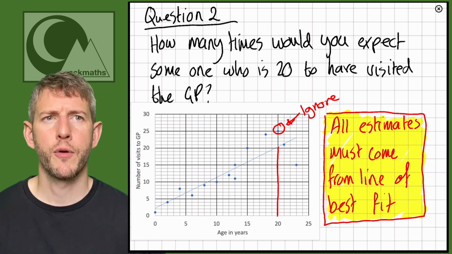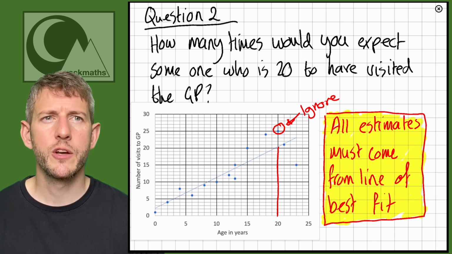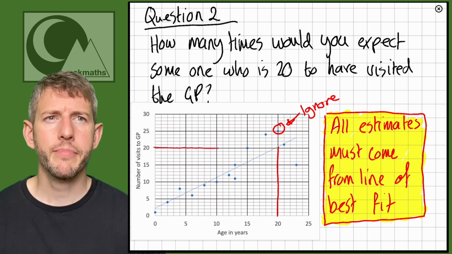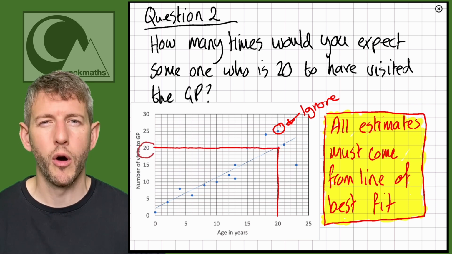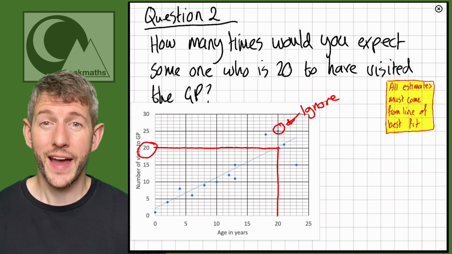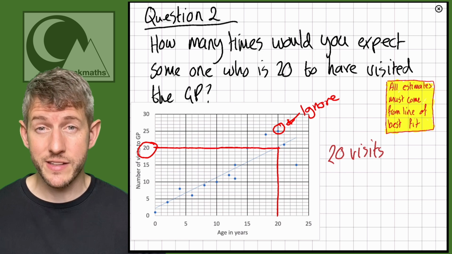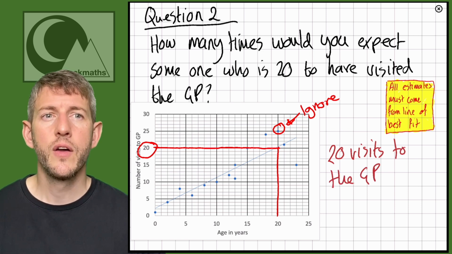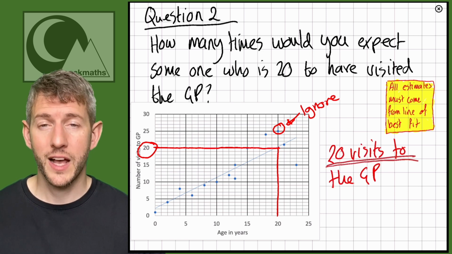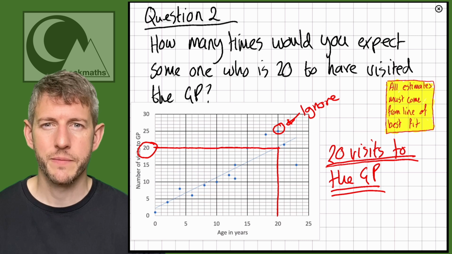So we read up from 20, and then we're going to read across here, and that looks to me to be just over 20, but it's not yet 21. I'm going to just say that that is 20. So with these questions, they always give you a little bit of leniency. So I'm going to say that the person that is 20 has visited the GP 20 times.